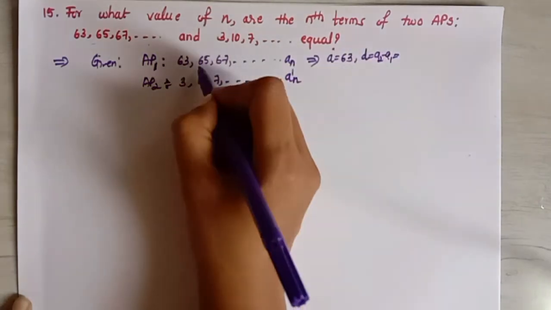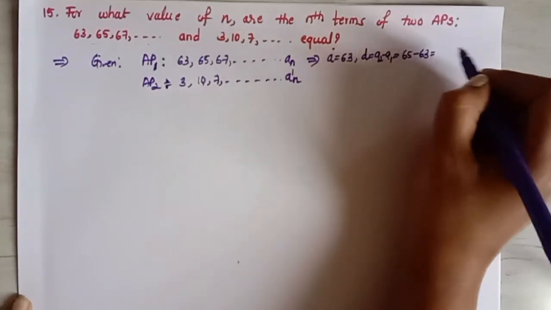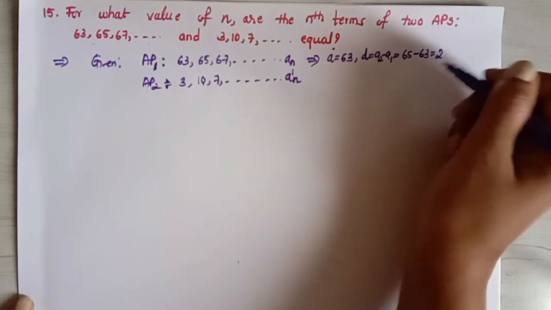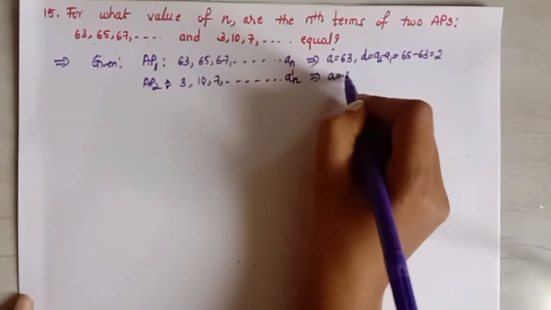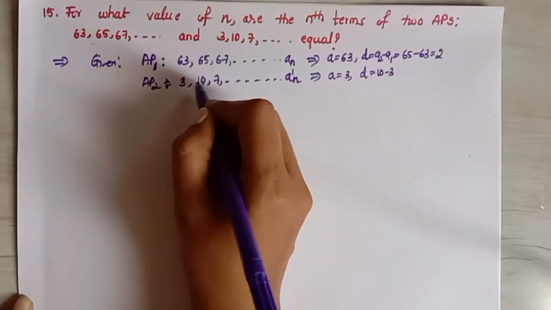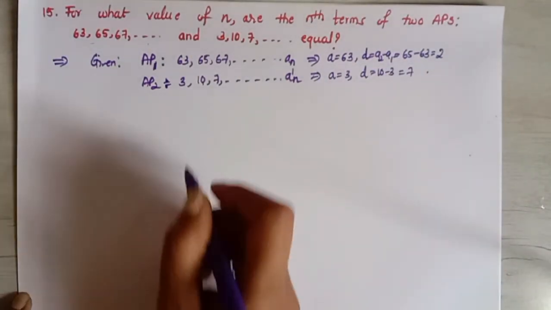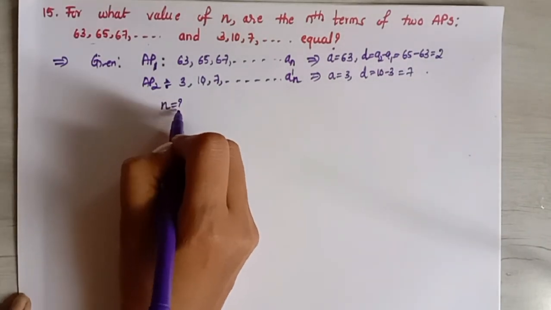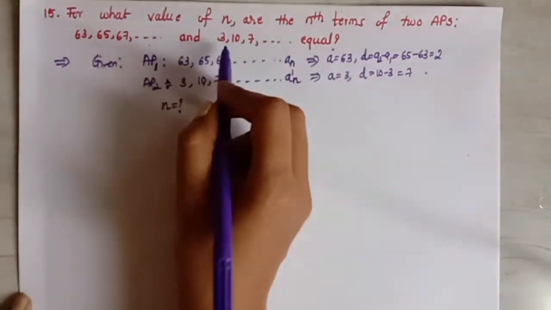So what is A2 here? 65 minus 63. So what is 65 minus 63? That is 2. From the second AP, what is A? A value is 3 and D value is 10 minus 3, that is A2 minus A1, that is 7. So given that, for what value of n, the nth terms of the two APs are equal.